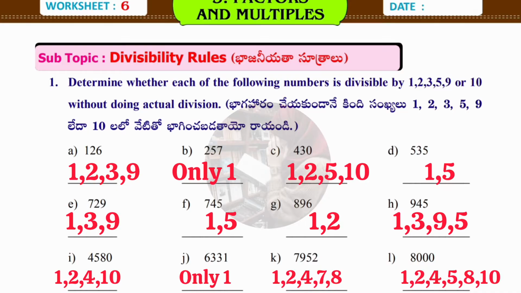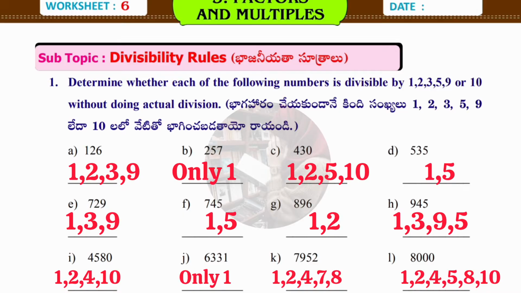Next number is 4580. It is divisible by 1, 2, 4 and 10. Next number is 6331. Here the last digit is 1, so it does not go in any number except 1. That's why write down only 1. Next number is 7952. This number is divisible by the 1 table, 2 table, 4 table, 7 table and 8 table.